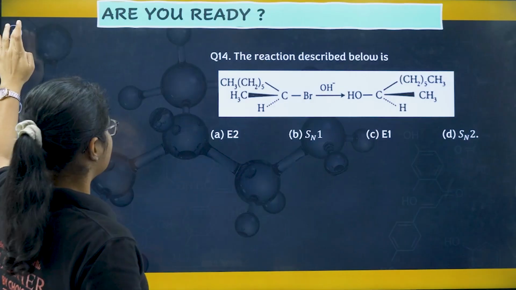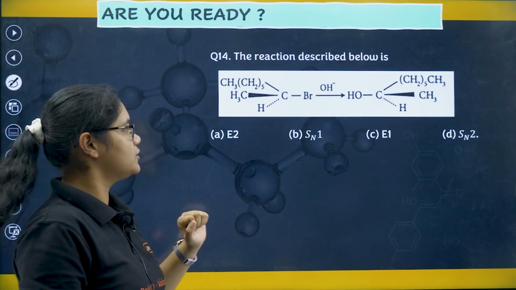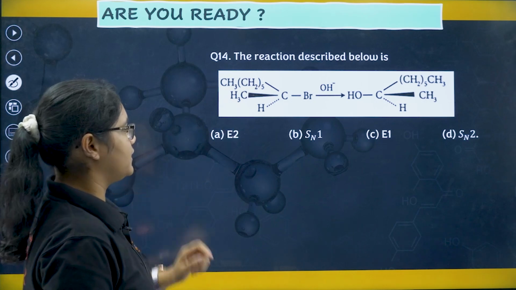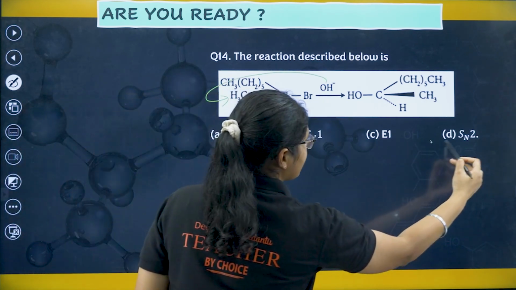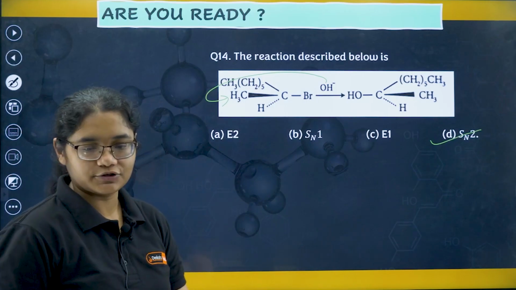Fine. Now let's do some quizzes on this particular concept. The reaction that is described here, you can see a one step reaction, OH minus is attacking here. Which type of reaction is this? This is an SN2 reaction.